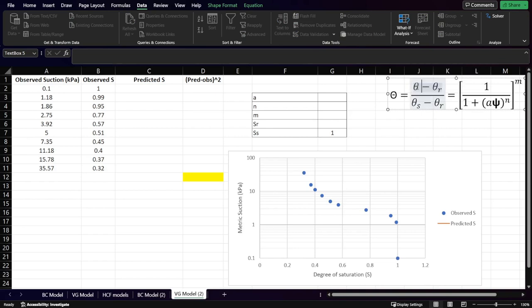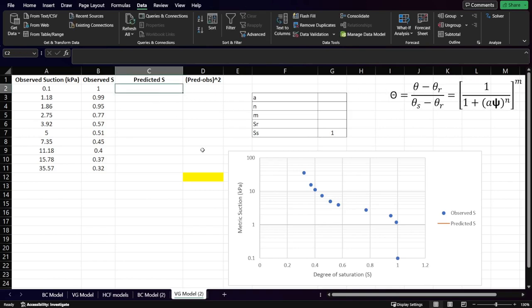So here we need to find the value of S, or theta. If we send this part, the denominator, to this side, theta will be equal to theta r plus, in the bracket, theta s minus theta r multiplied by this term, right? So we'll apply this equation here. Let's write the formula. That's going to be theta r, the value of theta r or sr is here.